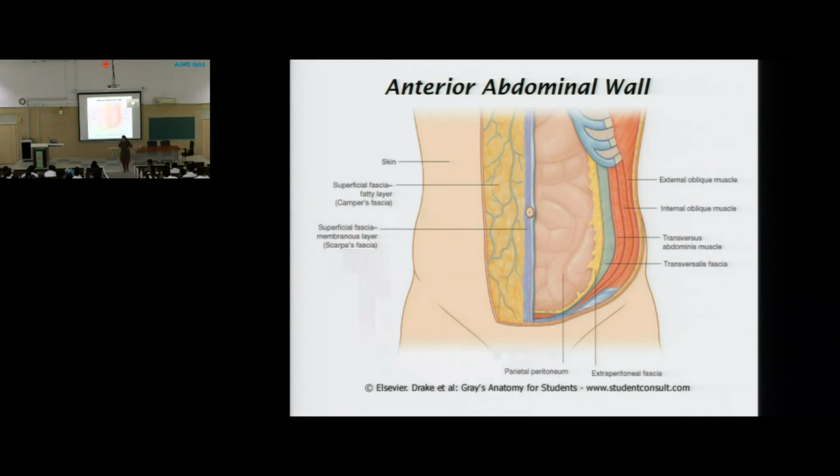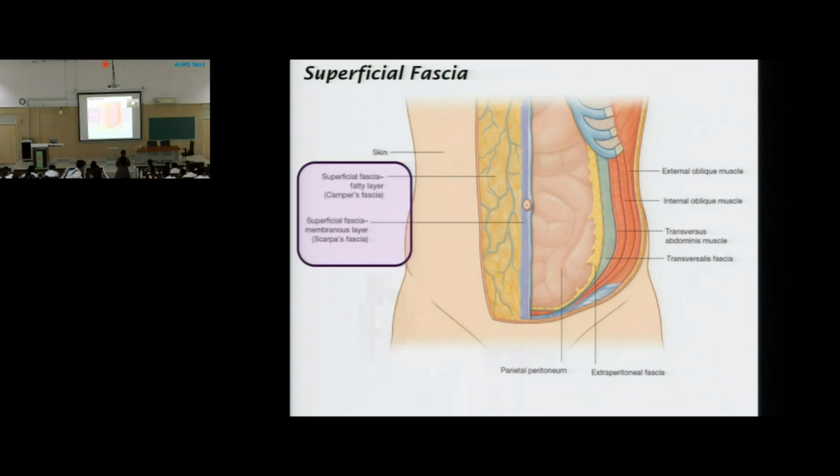Now we start with this. You were told that first is the skin. Skin will be continuous above and below. Beneath the skin is the superficial fascia. This superficial fascia is modified in two forms. That is the superficial fascia. Then this is the superficial fatty layer and the deep membranous layer.